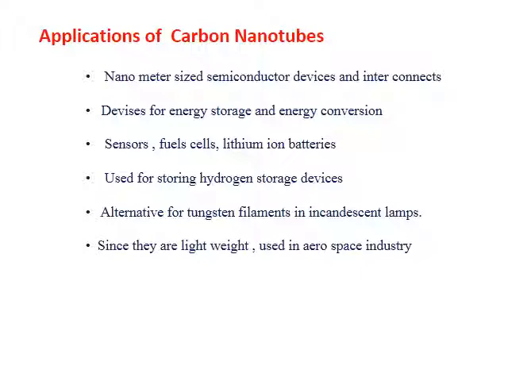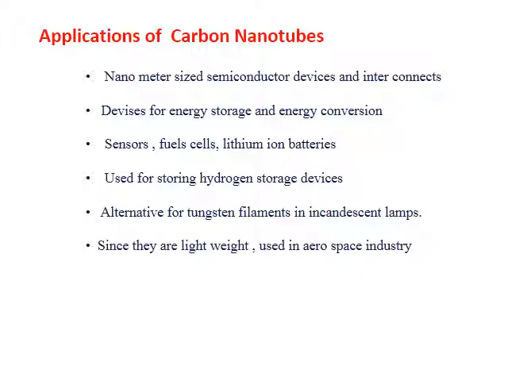Carbon nanotubes are found to be an alternative for tungsten filaments in incandescent lamps, and they are very light in weight. They are used in the aerospace industry for the production of many components and body works. Everywhere these carbon nanotubes find applications. With this discussion, we are going to end our discussion on unit 5.